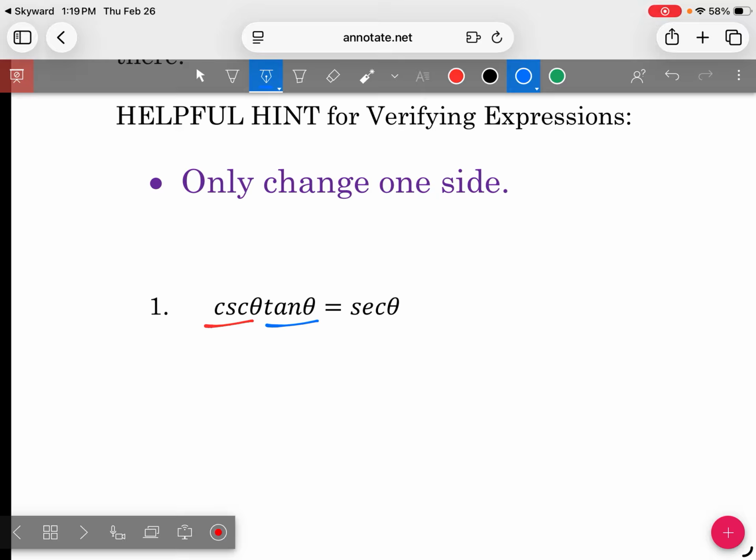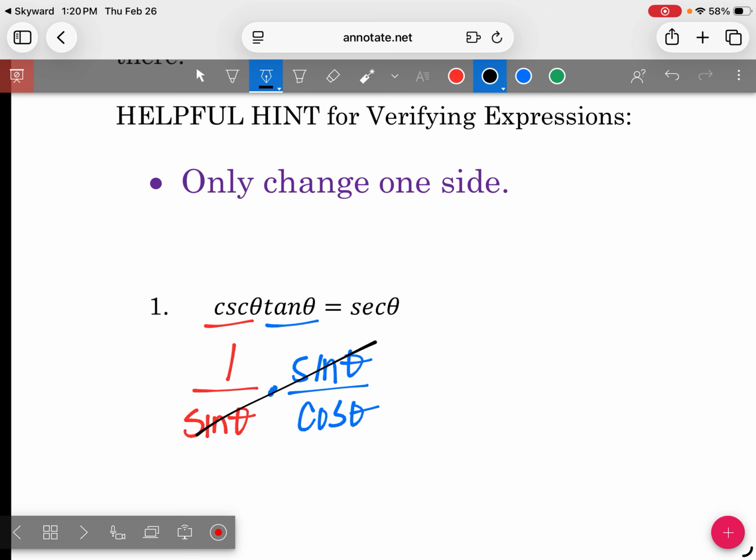What did you change cosecant to? Cosecant became what? 1 over sine. And what did tangent change to? So this is what I would have to see. And then we know these can go away, right? Because they're multiplied. When you're multiplying, you don't need a common denominator. So then that's going to leave me with 1 over cosine, which is actually a secant.